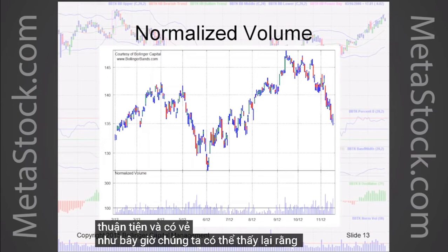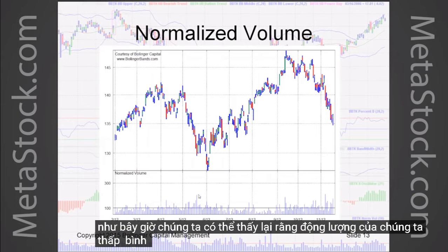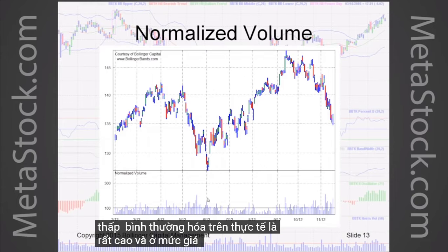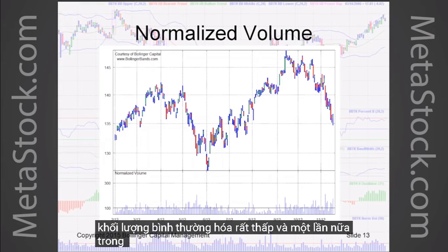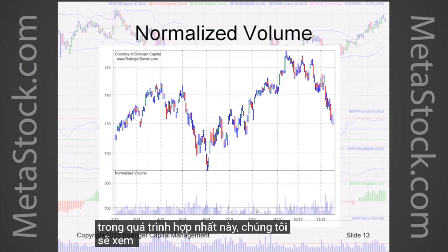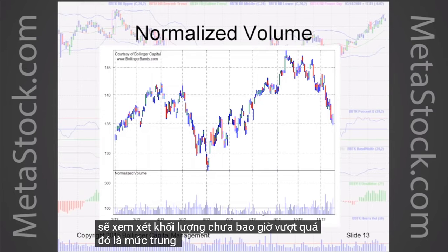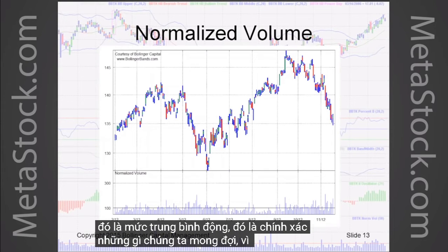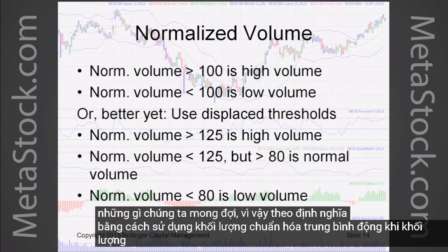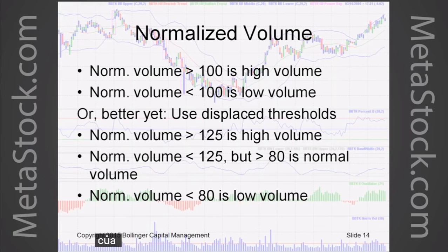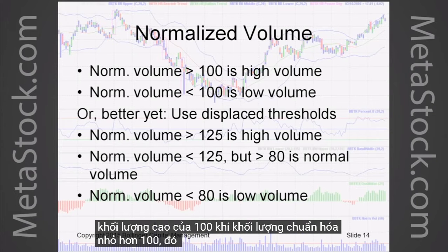Now we can see, again, that at our momentum low, normalized volume was in fact very high, and at our final price low, normalized volume was very low. And again, during this consolidation that we're going to look at, volume never got above its moving average, which is exactly what we would expect. So by definition, using a moving average, normalized volume, when normalized volume is greater than 100, it's high volume. When normalized volume is less than 100, it's low volume.